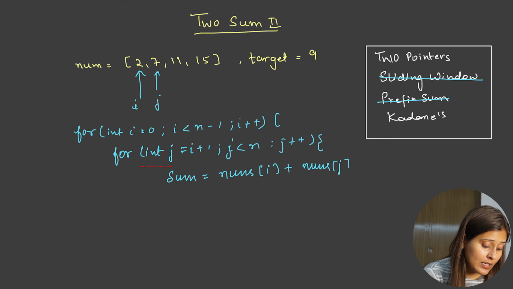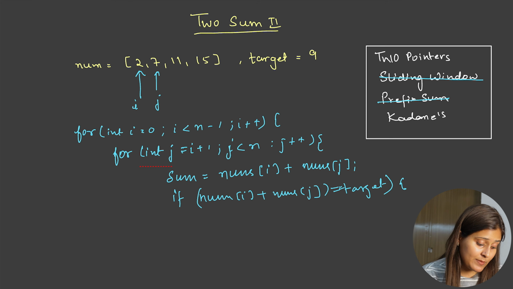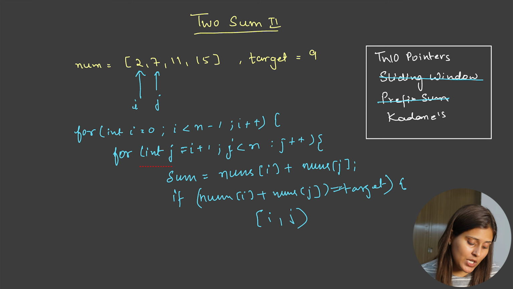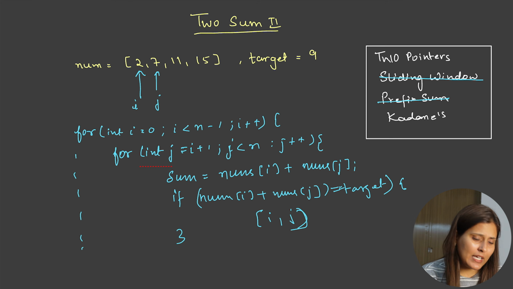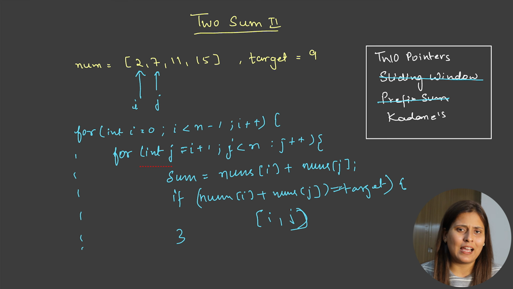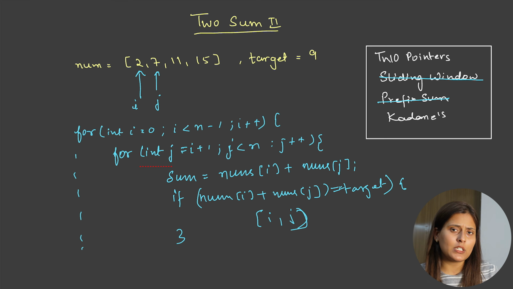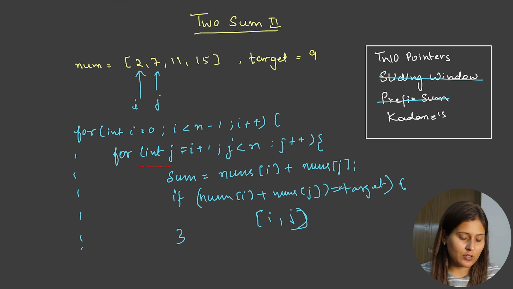So if nums of i plus nums of j is equal to target, in this case what is the question expecting? Question is expecting us to return the indexes. So here we can simply return i and j, correct? Okay, if it does not exist, in this case we can return minus 1 saying it has not been found, but in the question it mentioned that it is there, so we do not need to return anything.